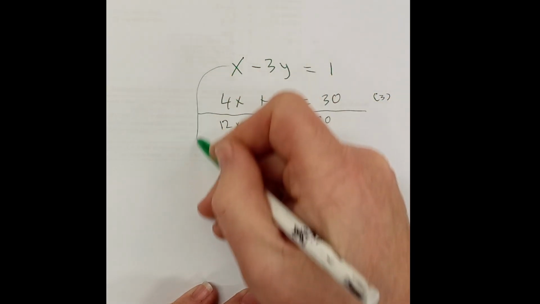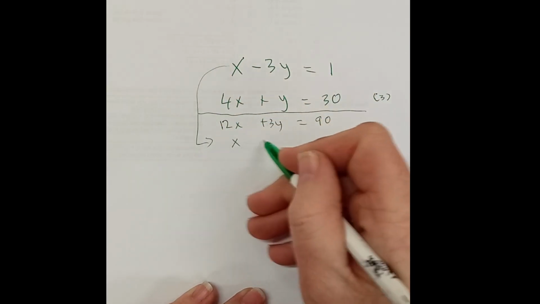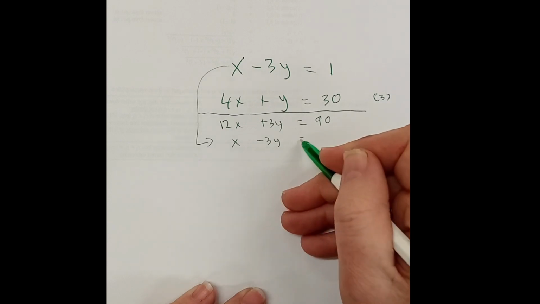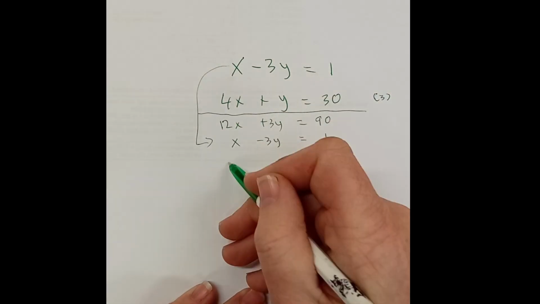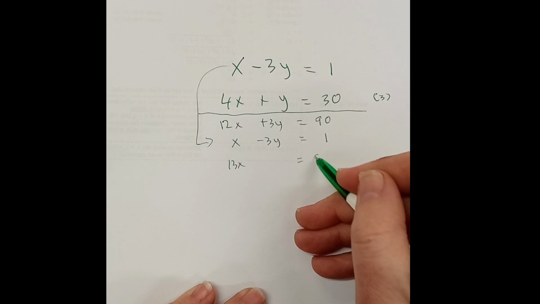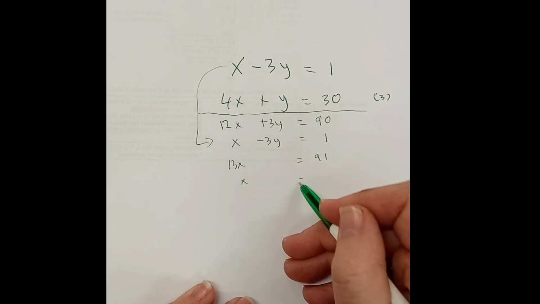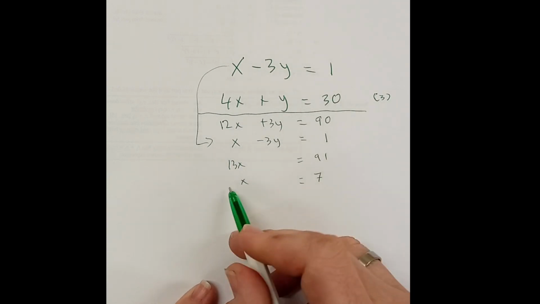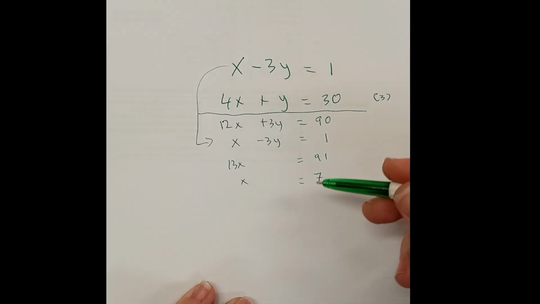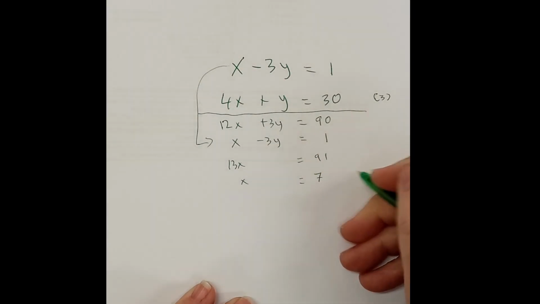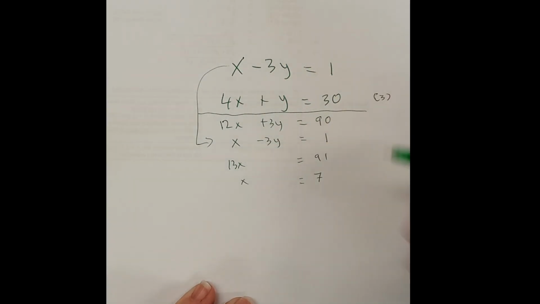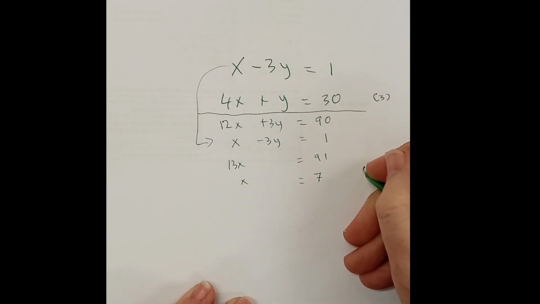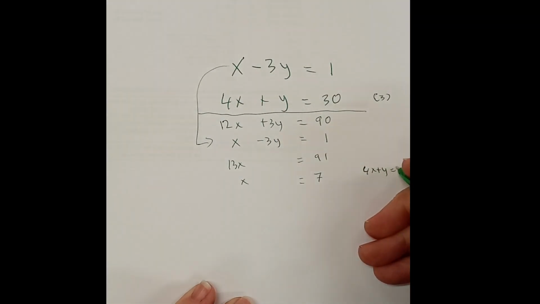Multiply, and then bring the top line, because I haven't touched it, underneath. Line it up. And then 13x is equal to 91. x is 7. And now that x is 7, let's figure out what y is. So take one of your equations. It doesn't make a difference which one. Let's take the bottom one. 4x plus y is 30. Replace the x with 7.